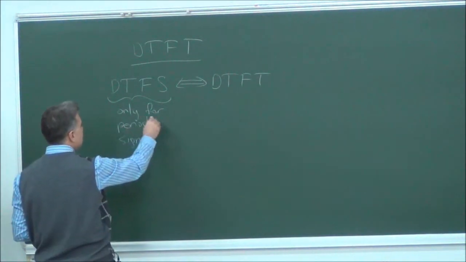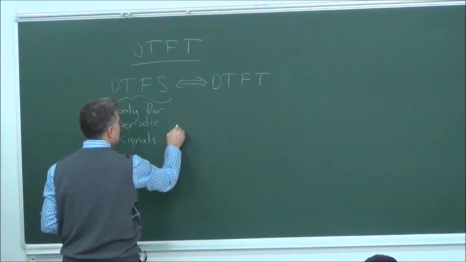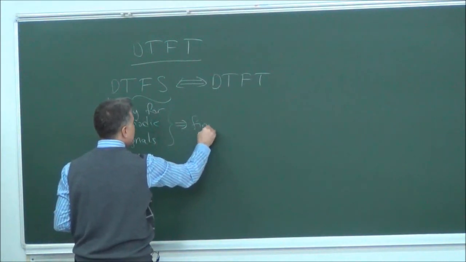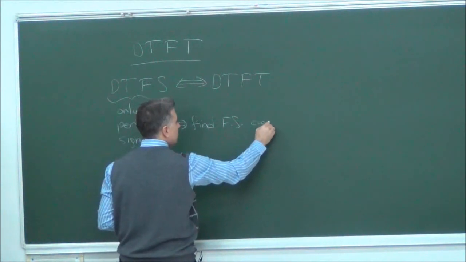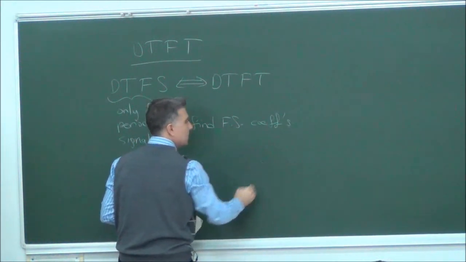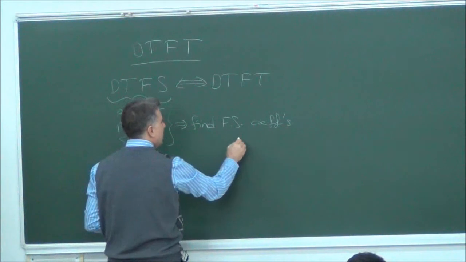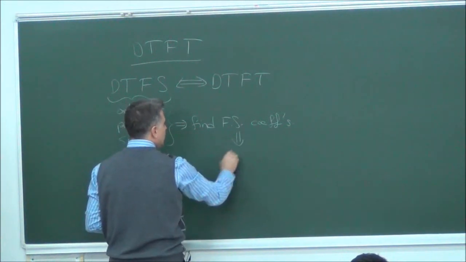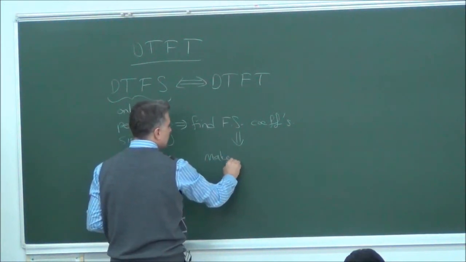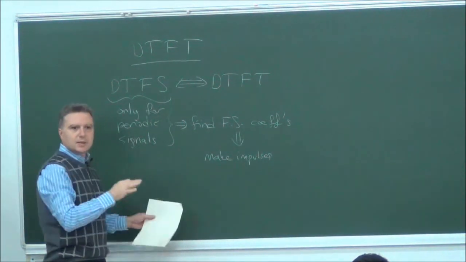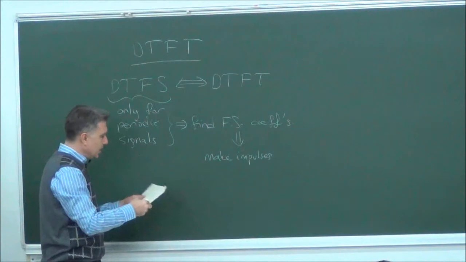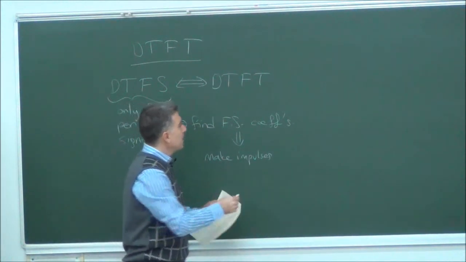This is only for periodic signals, and from here we will find the Fourier series coefficients, and then we will make impulses out of them. That's the same strategy, both for continuous time and for discrete time.